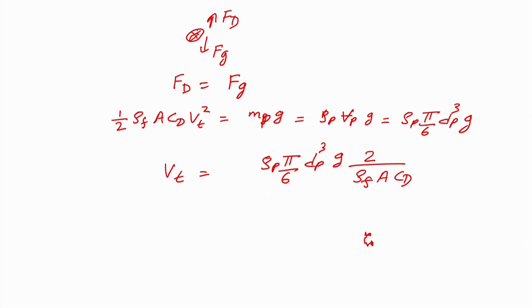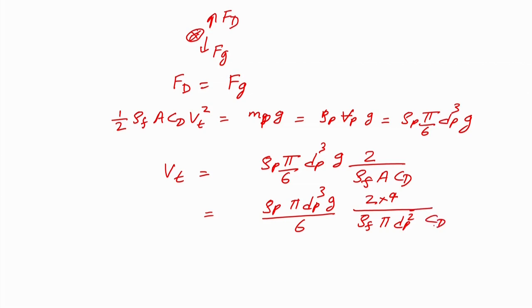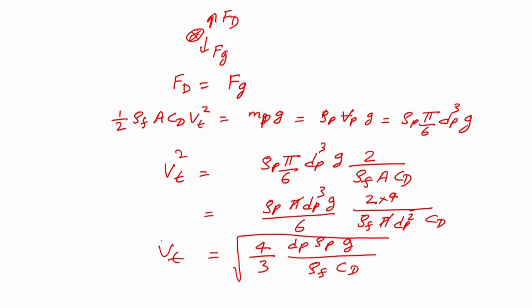Now, you can further simplify it. This will be rho p into pi dp cube into g upon 6, 2 upon rho f, and area can be written as pi by 4 dp square into Cd. Okay. Now, if you further simplify it, this will be 8, and this will get 4 upon 3. And pi pi will be cancelled out, dp cube will be dp only. Now, this will be rho p, this will be g upon rho f into Cd. So, you will get Vt square value here. So, Vt will be equal to the square root of this value.